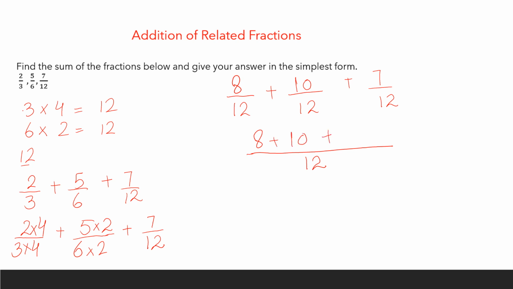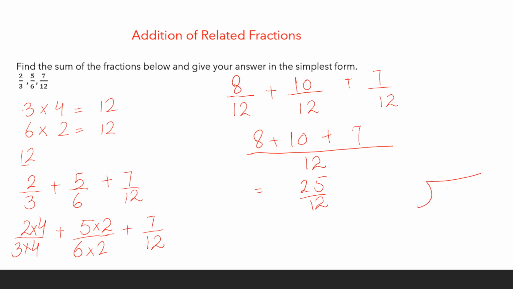So we just need to add our numerators. So 8 plus 10 plus 7. 8 plus 10 will be 18. 18 plus 7 will be 25 by 12. And now this is our fraction when we add these three fractions. Okay, so here 25 is greater than 12, so we need to write it in the simplest form.